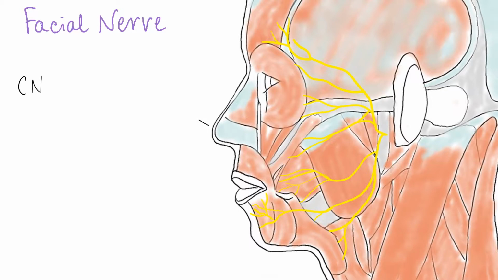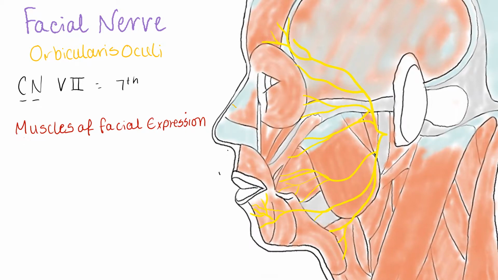So the facial nerve is the seventh cranial nerve, which you'll see in some textbooks denoted as C for cranial, N for nerve, V, I, which is the Roman number for 7. Its primary responsibility is to supply the muscles of facial expression with motor innervation.